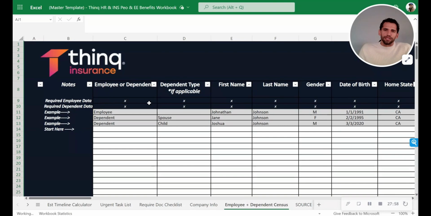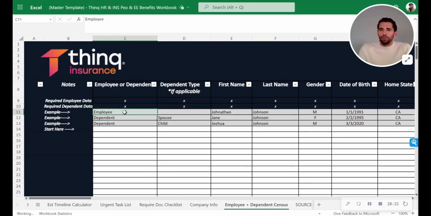In this employee census, we try to streamline all the information that you're going to need for the employees and also the dependents. So if you look here, this is exactly what it is. We need first name, last name, gender, date of birth, home state, all that information. But here we have required employee data and required dependent data. Why? Well, because they're different.